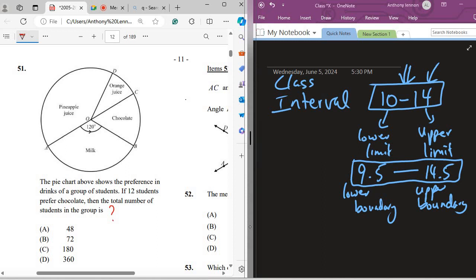Remember, there are 12 students preferring what? Chocolate. 12 students, so they're giving us something to work with. 12 students prefer chocolate. So you look at chocolate and you put your 12 there. So that little sector there, this sector represents 12 students.